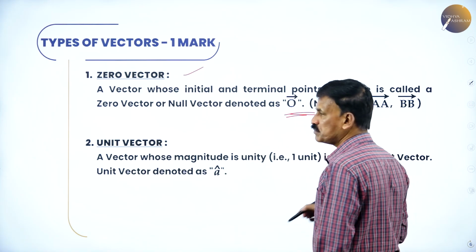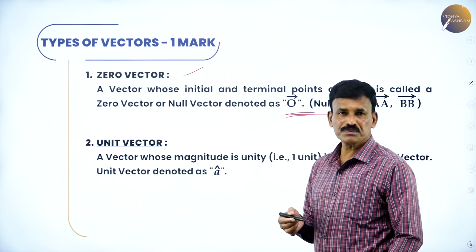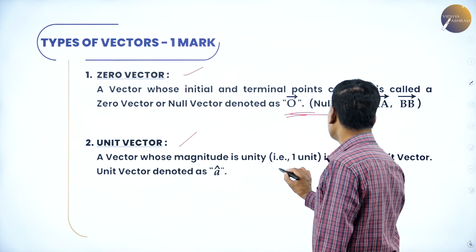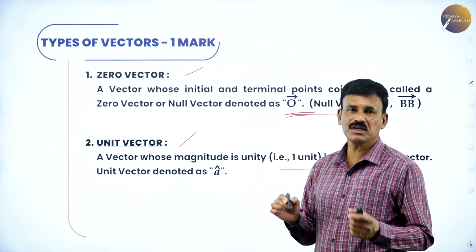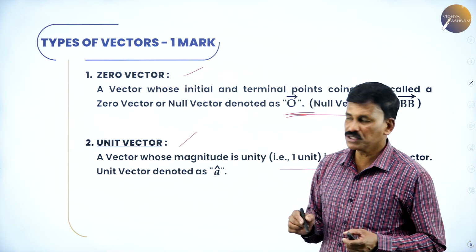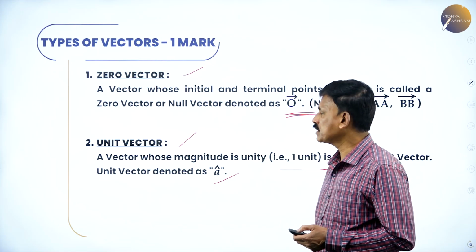A to A, B to B, that is the initial and terminal points will coincide, whose magnitude is 0. Unit vector means a vector whose magnitude is unity, 1. A vector whose magnitude is 1 or unity is called a unit vector, denoted as a cap, right?